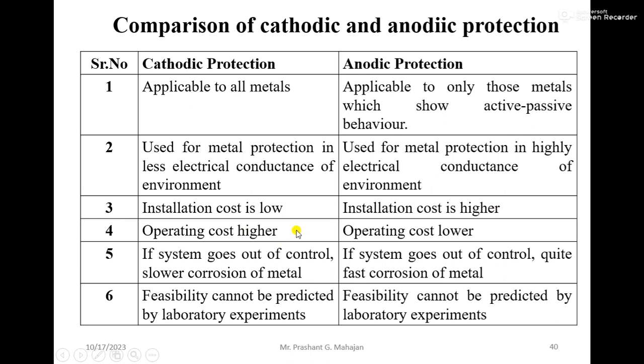Fourth point, in cathodic protection, operating cost is higher. In anodic protection, operating cost is lower. Next, in cathodic protection, if the system goes out of control, slow corrosion is observed. In anodic protection, if the system goes out of control, there will be fast corrosion. And last, feasibility cannot be checked at laboratory scale for cathodic protection. In the case of anodic protection, we can check the feasibility at lab scale. So those are some points which differentiate anodic and cathodic protection.